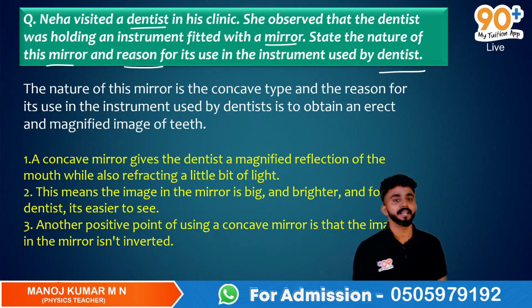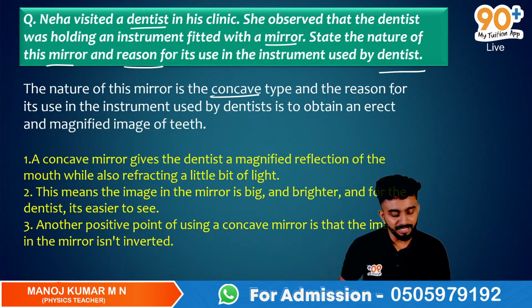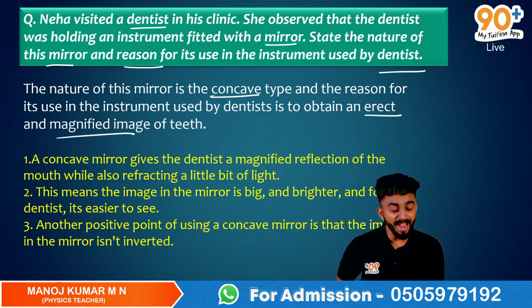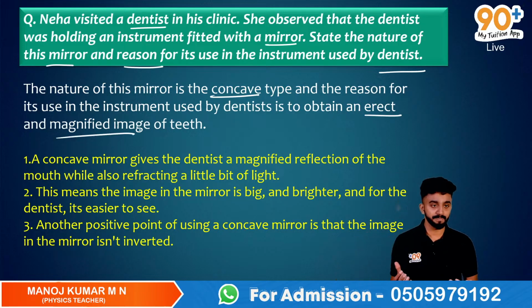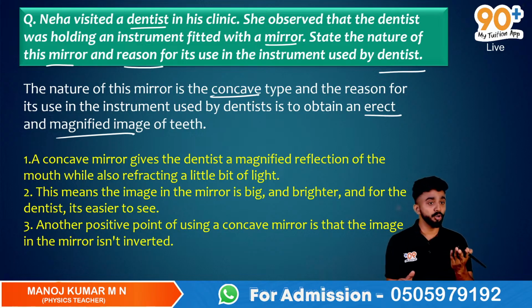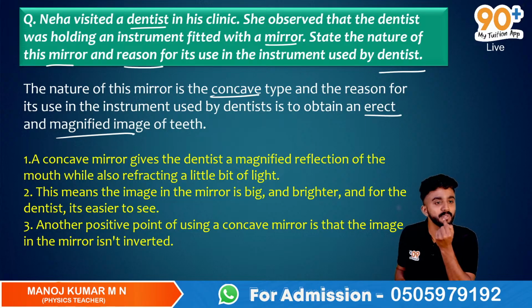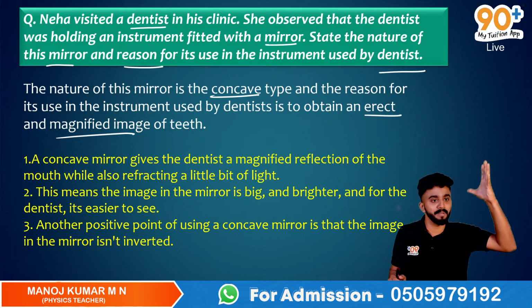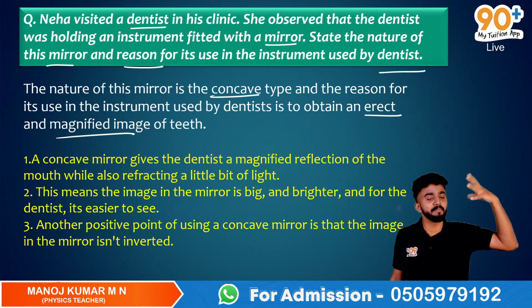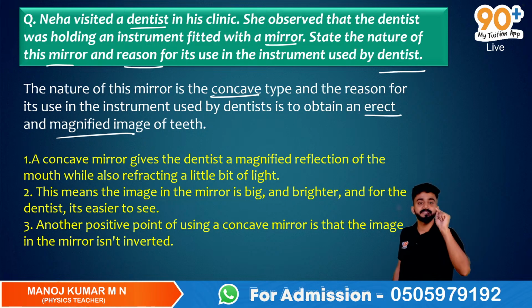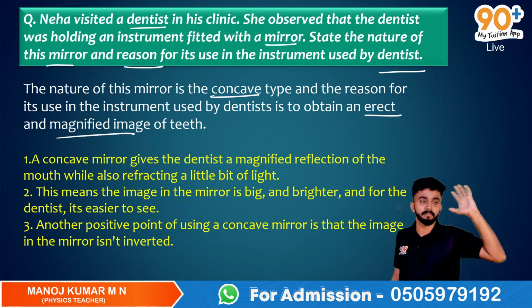So the nature of this mirror is concave type, and the reason for its use in the instrument used by the dentist is to obtain an erect and magnified image of the teeth. Got it? So I told you, in the case of a concave mirror, there is an exceptional case, the last case. That is, if we keep the object within the focus, we'll get an enlarged image. So always a vertical and erect image we should get. So that's why the dentist will use a concave mirror.